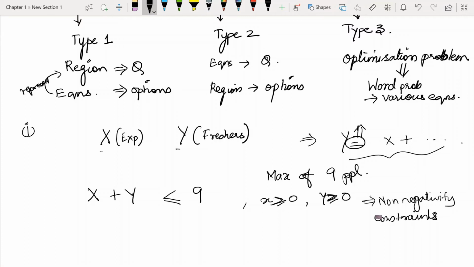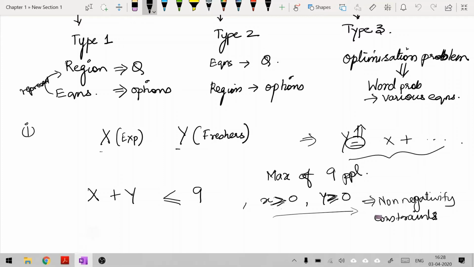It could be 0 also. That person, this recruiter, can decide not to employ any fresher or any experienced. Then y will take the value 0 or x may take the value 0. But it can take the value 0, but it cannot take any value less than 0. Therefore, x is greater than or equal to 0, y is greater than or equal to 0 is an important non-negativity constraint. It is to be always mentioned.